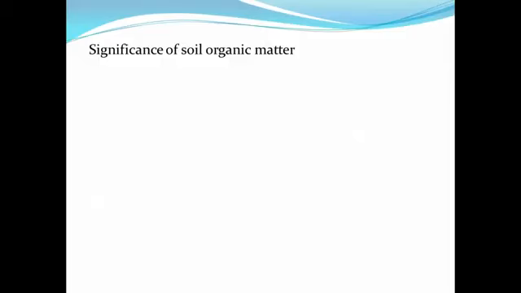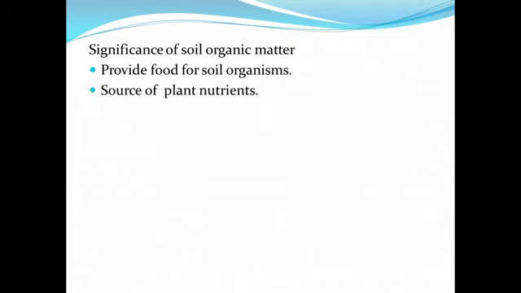Next, let's take a look at the significance, or the importance, of soil organic matter. Soil organic matter provides food for different soil organisms, for example, earthworms, termites, and other organisms that use the soil as shelter. It is also a source of plant nutrients. As organic matter decomposes, it releases nutrients into the soil that can be absorbed by plant roots and benefit the plants. It also increases the cation exchange capacity of the soil.